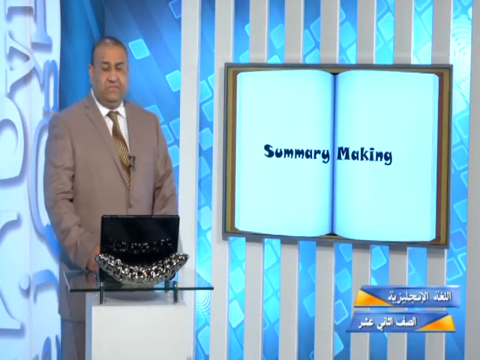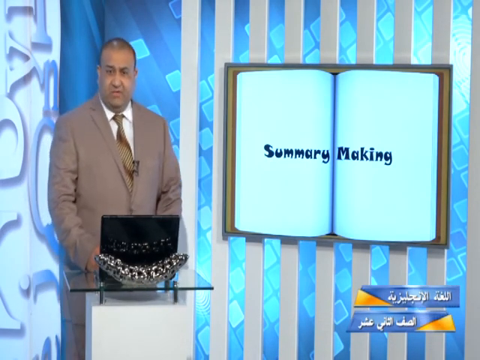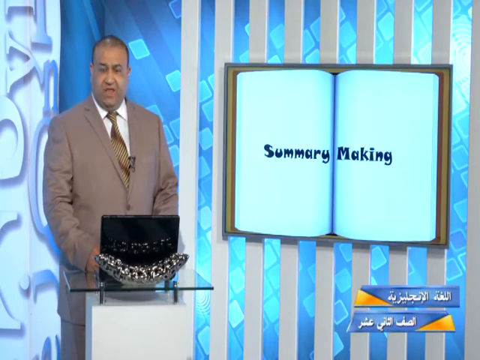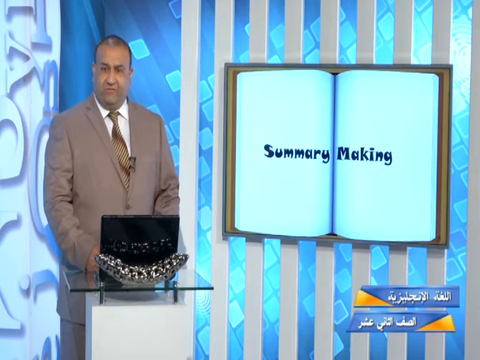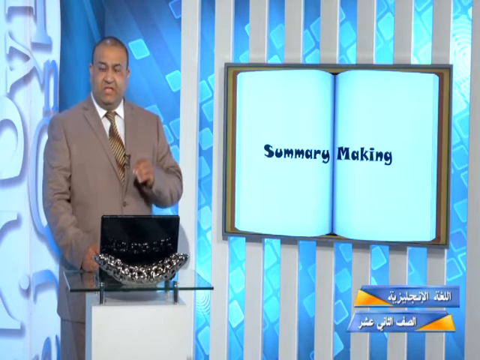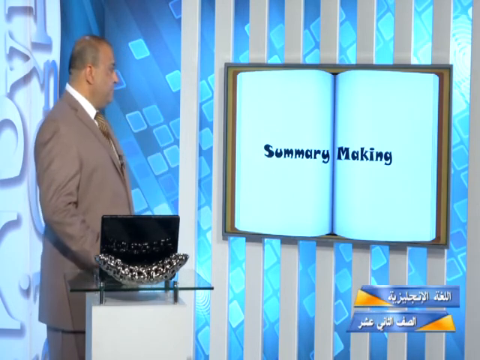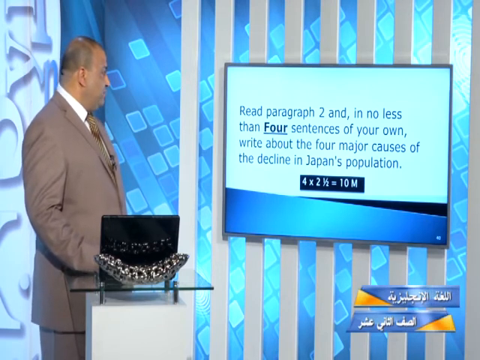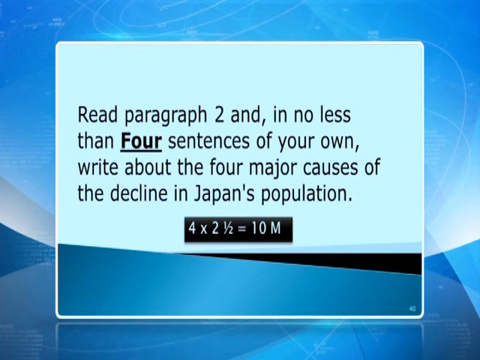Now let's move to summary making. As I have already said, you will have a long text with at least 350 words. In this text, you will have two types of questions. As we have already said, multiple choice and productive questions, and a summary making question. The summary making is included in the reading comprehension. This is the question. Read paragraph 2 and, in no less than 4 sentences of your own, write about the 4 major causes of the decline in Japan's population. This question is allotted 10 marks. For every correct sentence, you will get 2.5.